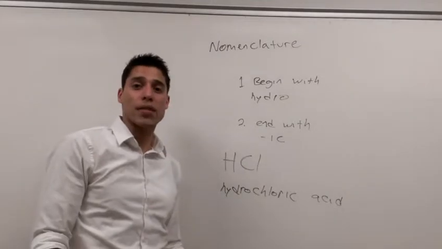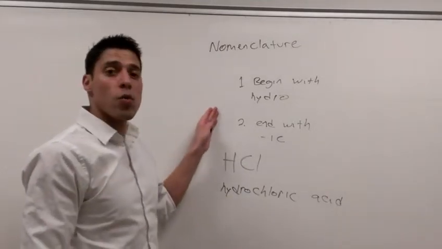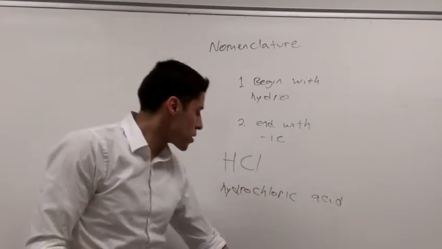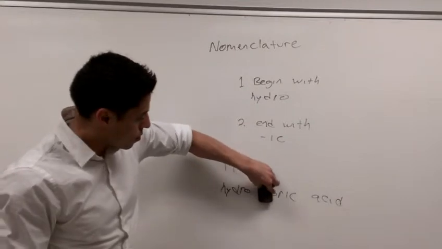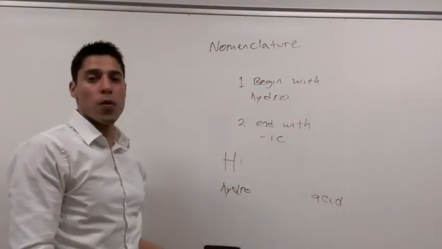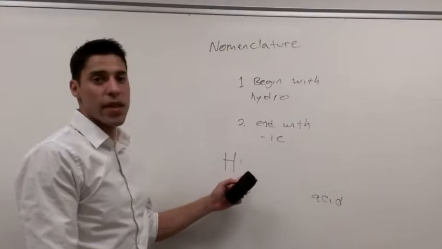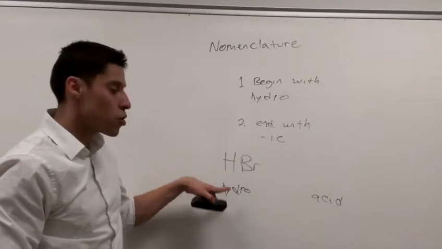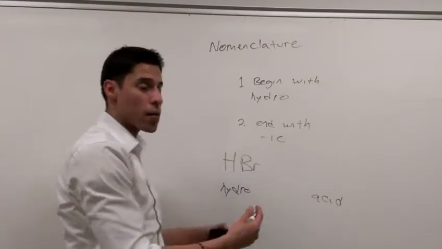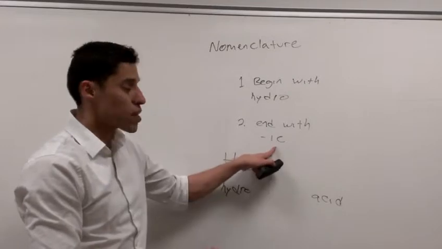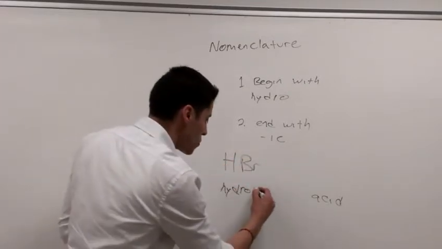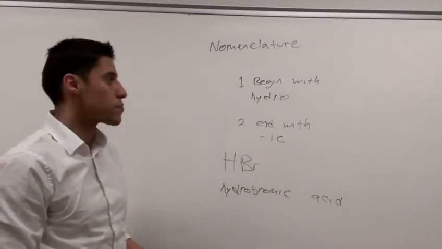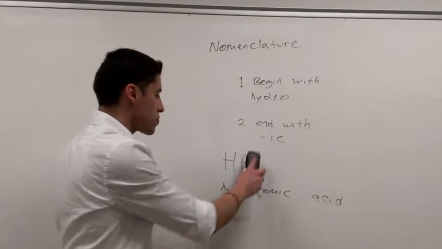So hydrochloric acid. These two rules are going to work with any binary acid. We could replace the Cl with the Br, for example. Again, it's going to be hydro, the root word is going to be brom, and it's going to end with ic. So hydrobromic acid.